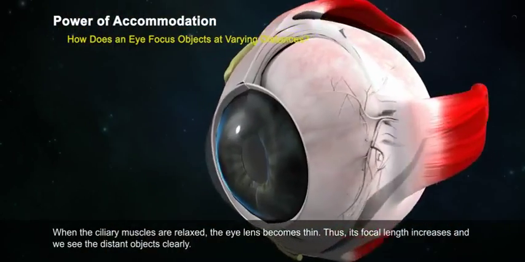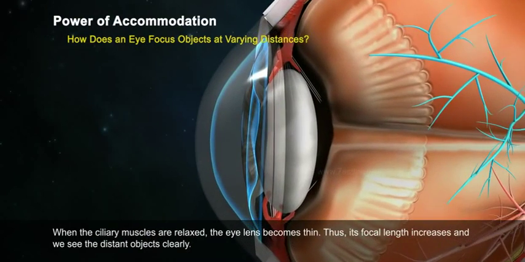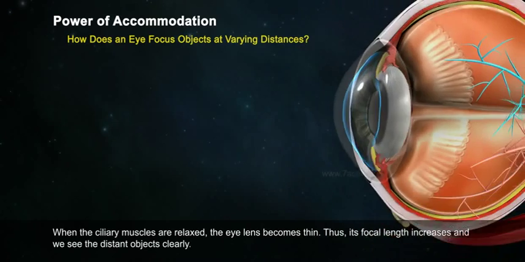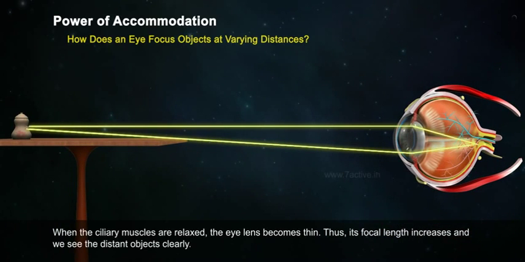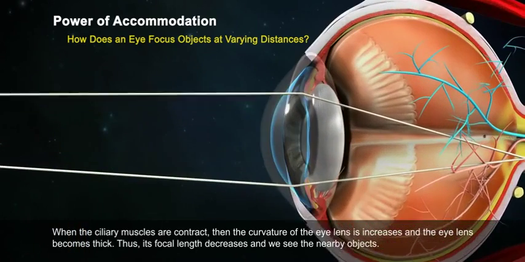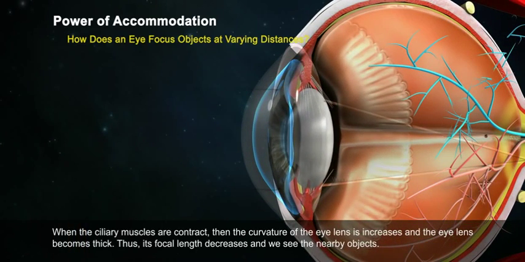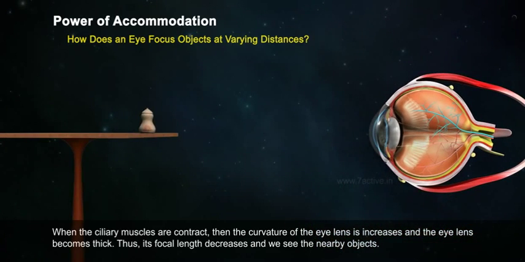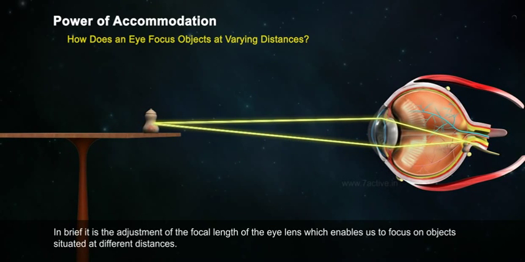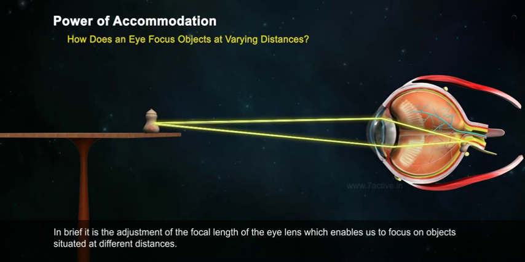When the ciliary muscles are relaxed, the eye lens becomes thin. Thus, its focal length increases and we see distant objects clearly. When the ciliary muscles contract, the curvature of the eye lens increases and the eye lens becomes thick. Thus, its focal length decreases and we see nearby objects. In brief, it is the adjustment of the focal length of the eye lens which enables us to focus on objects situated at different distances.